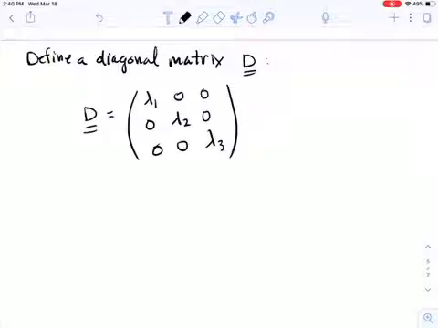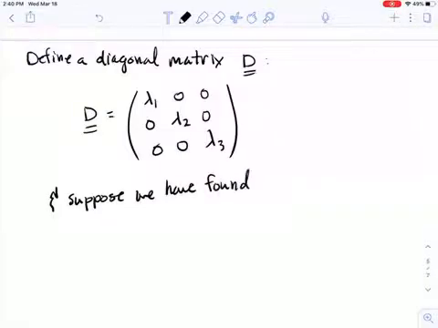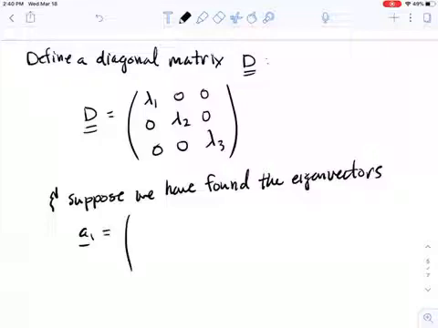Okay, and suppose that we have found our eigenvectors. These eigenvectors are A1 is going to be A1x, A1y, A1z, three components, and then of course the same thing for A2.